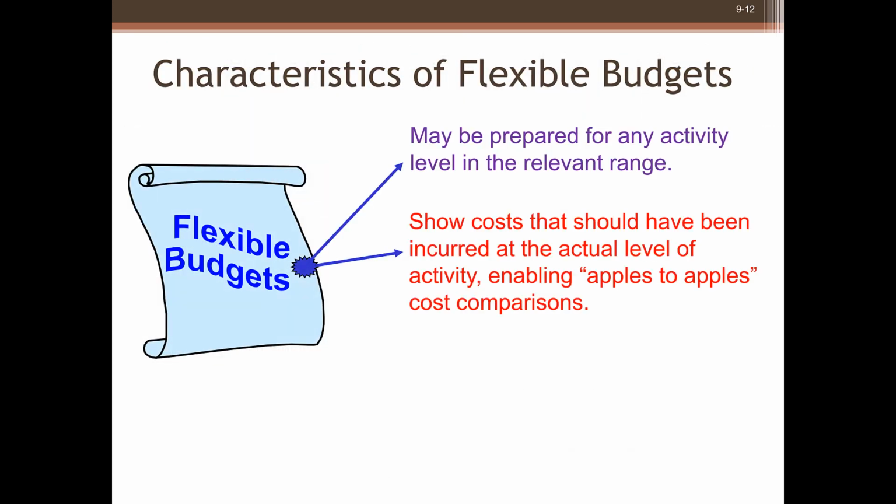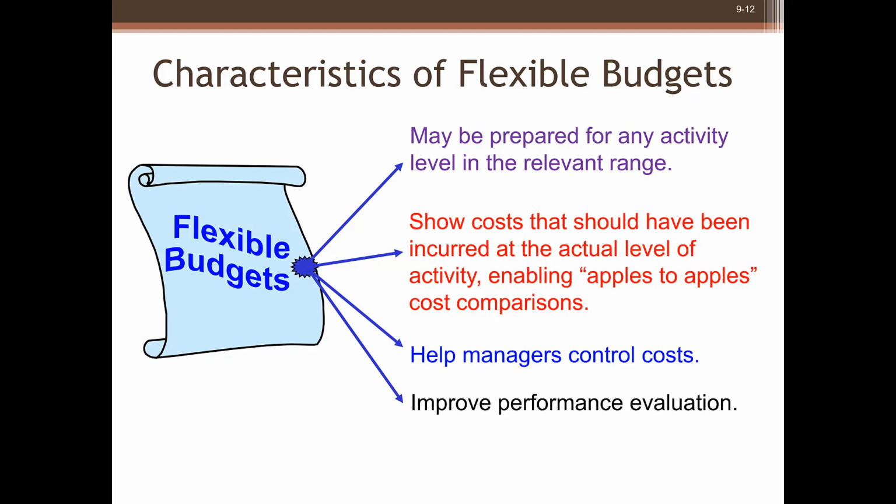Let's take a look at flexible budgets. A flexible budget provides estimates of what revenues and costs should be for any level of activity within a relevant range. When used for performance evaluation purposes, actual costs are compared to what the cost should have been for the actual level of activity during the period. This enables apples-to-apples cost comparisons. It helps managers control costs and improve performance evaluation.